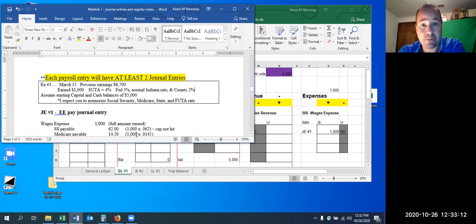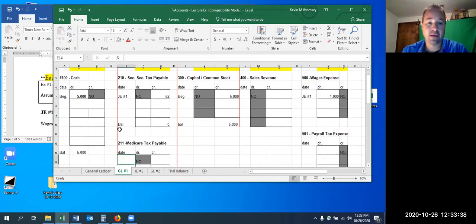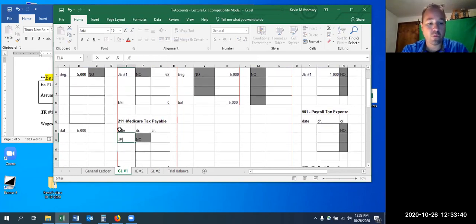And Medicare has no cap. All of it's going to be taxed at 1.45%. And so that's money that I'm going to have to pay to Medicare. Usually you pay Social Security and Medicare together, but we're going to go ahead and keep them separate for now. 62 and 14.50. So I'm going to come into my journal, and for journal entry number 1, I'm going to have $62 that needs to be paid for Social Security. And for journal entry number 1, $14.50 that's going to be paid to Medicare.